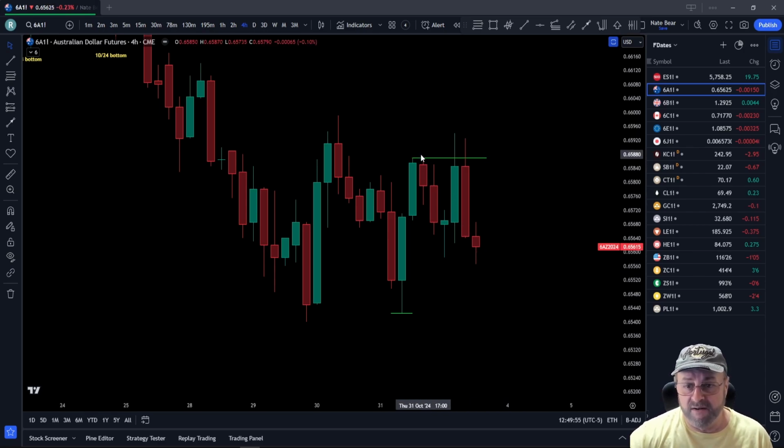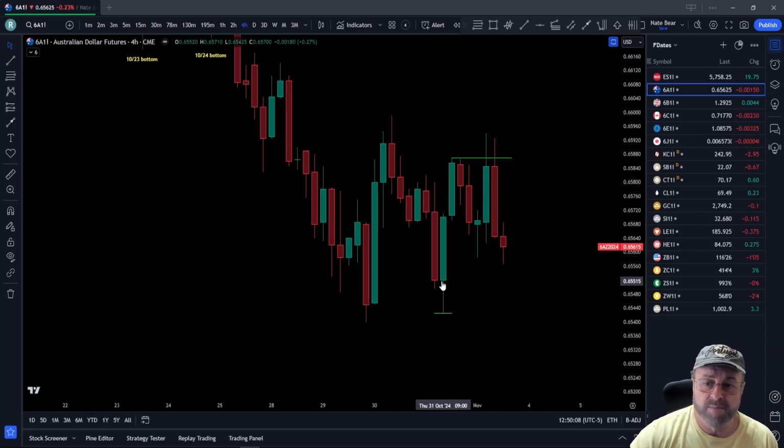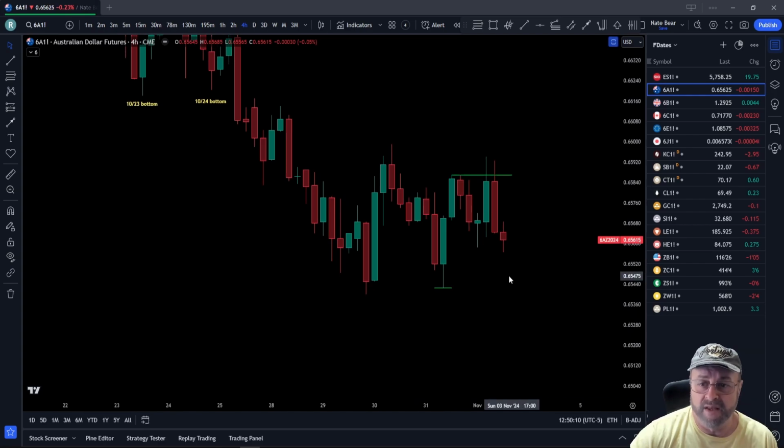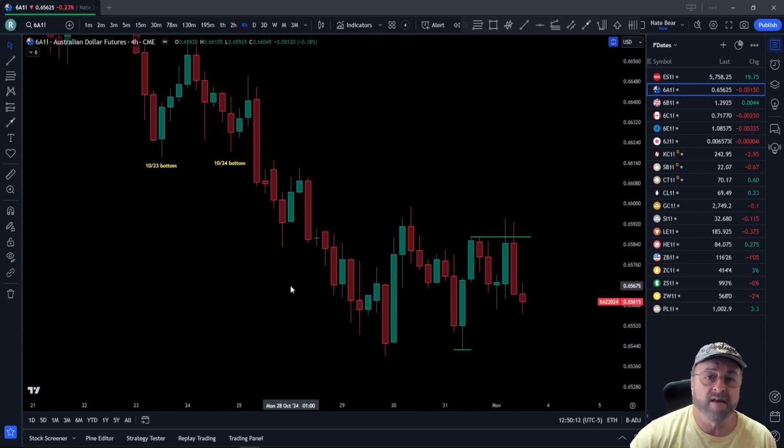But if instead of doing that, it went and broke this low right here, you would get in at another position at 65.41. And now you have 3 or more positions in this particular market, all based on the expectations and the confirmations of these swing bottoms and swing tops.